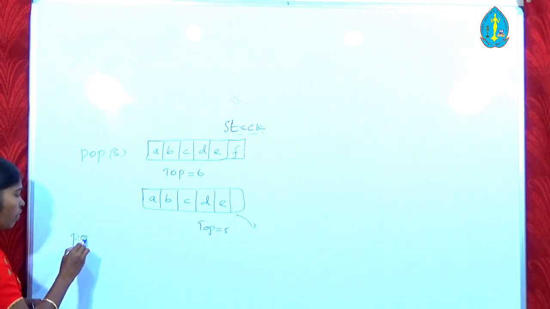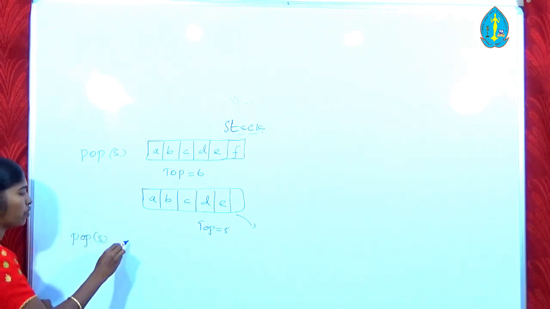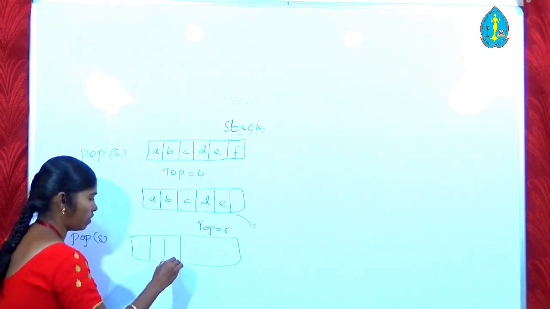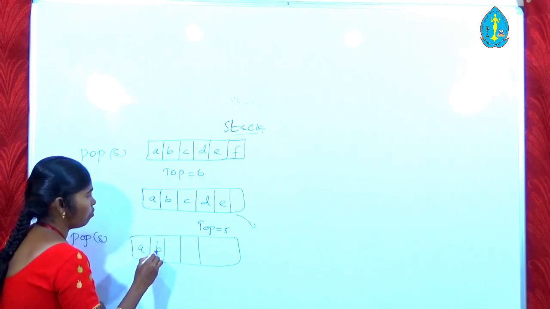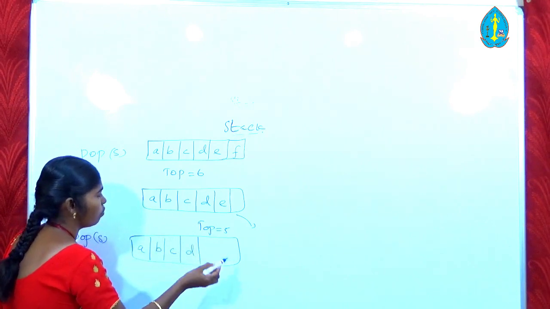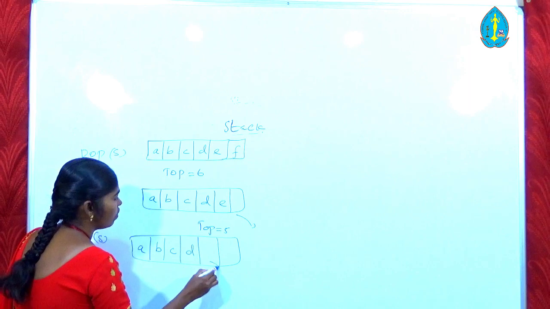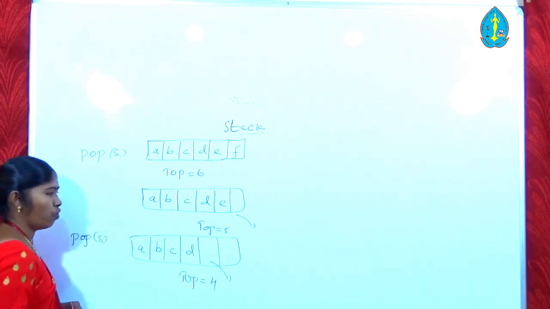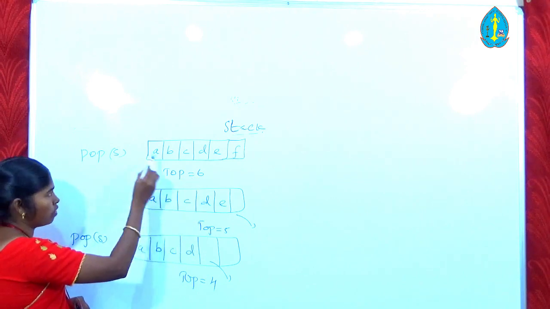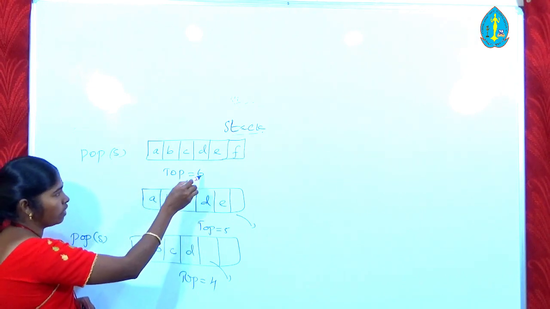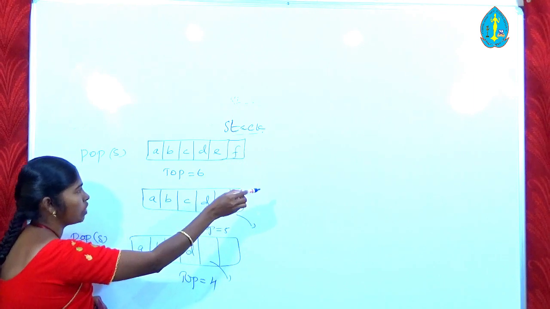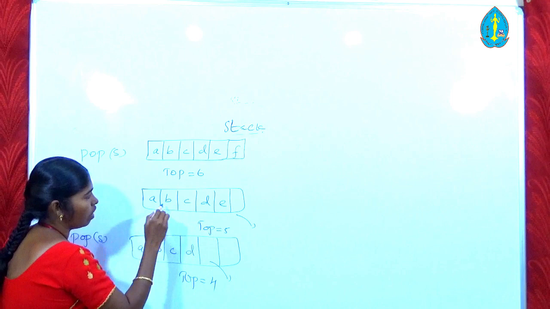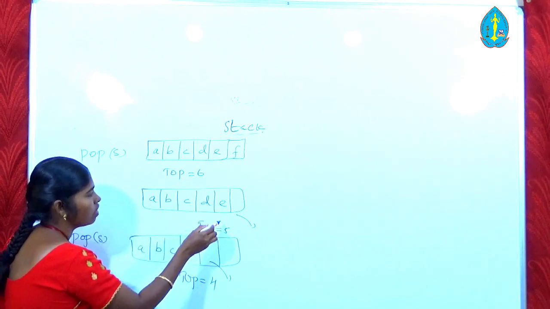Second, we call pop on the stack again. Again the last element goes out first, that is last in first out. So from A, B, C, D, E, the element E will be returned. Now the top pointer is decremented. First the top was 6, the maximum capacity of the stack, then F was deleted and the top pointer decremented by 1. So now the stack's top pointer is 5.